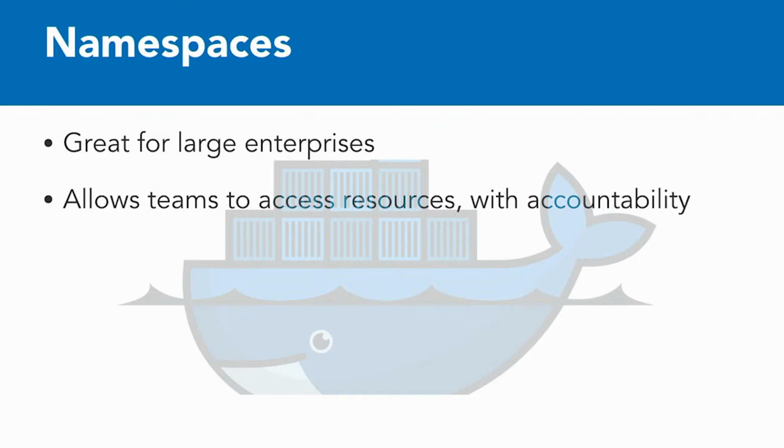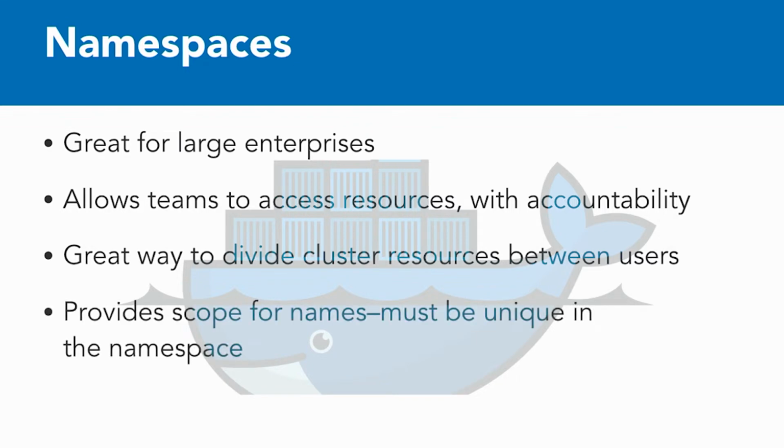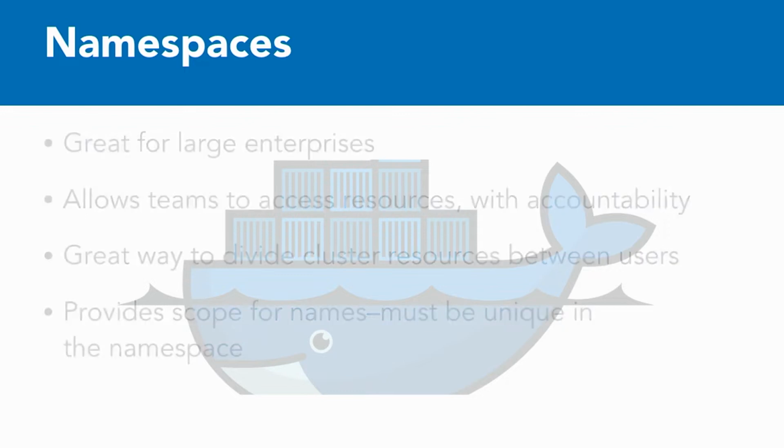For example, if you have a big e-commerce company, you might have a namespace for your catalog team, cart team, and order status team to run their different applications. It's also a great way to divide cluster resources between multiple users, and this can be done using resource quotas. Namespaces provide scope for names. Names of resources like deployments and pods must be unique within a namespace, but not necessarily across separate namespaces. So in our example, the catalog team and the cart team can have an application named authentication in their own namespaces.